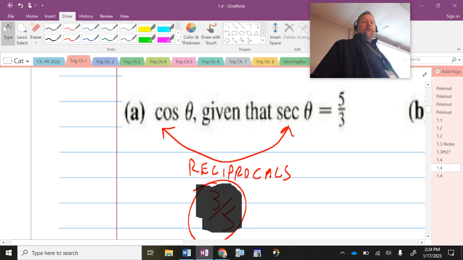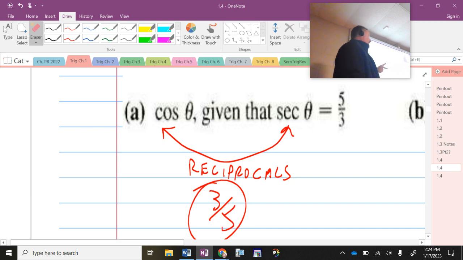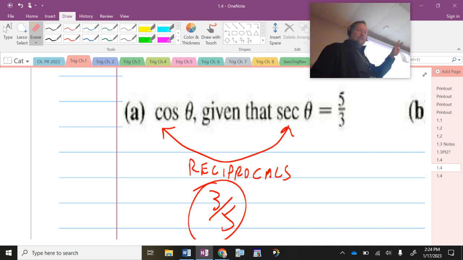If I tell you secant of theta, and you can almost see through that, by the way, secant of theta is 5/3, then what's cosine of theta? 3, 2, 1, go. 3/5. It's ridiculous. Now, the next one's annoying because of radicals.